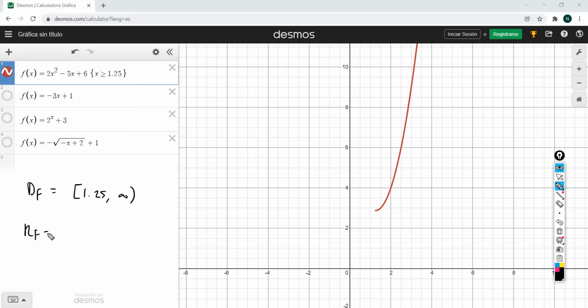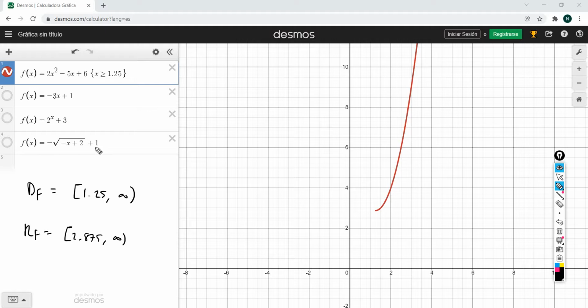And what is the range? Well, just take a look at the graph. It begins in the y-axis. It begins in 1.875, and then it goes upward. You see, the minimum value of the output, or the y, is 2.875. So that's what I should write in here. 2.875 onwards up until infinity.